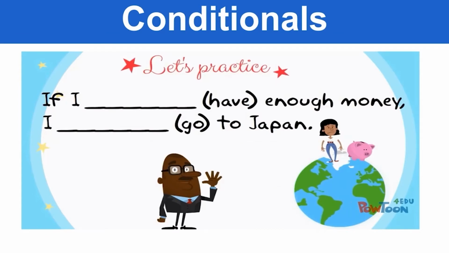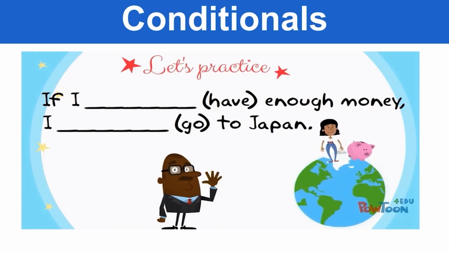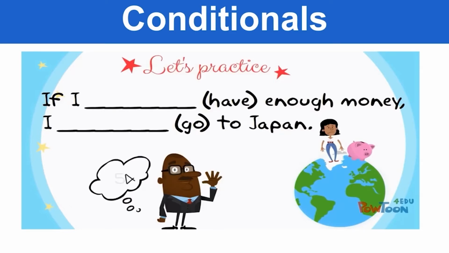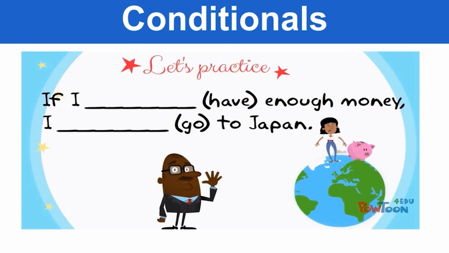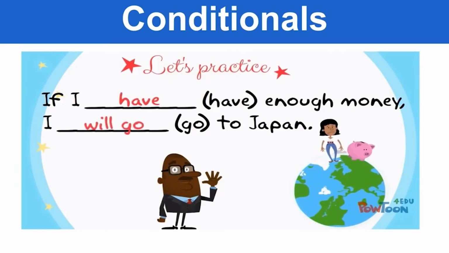One more to go. Try to fill in the blanks. You will have 5 seconds to think of the answer. 5, 4, 3, 2, 1. The answer is, if I have enough money, I will go to Japan.